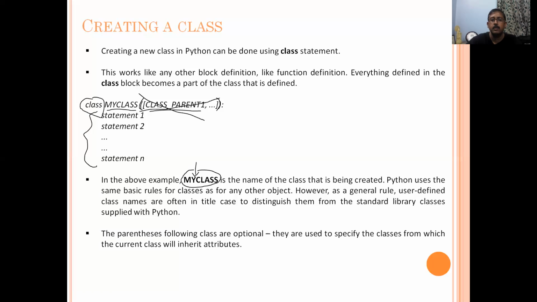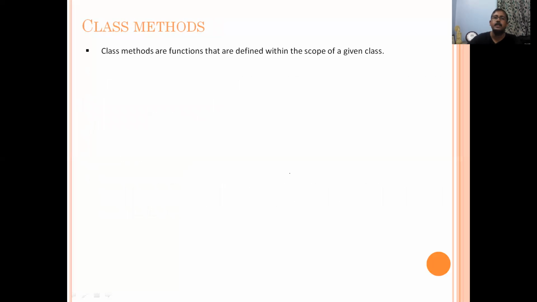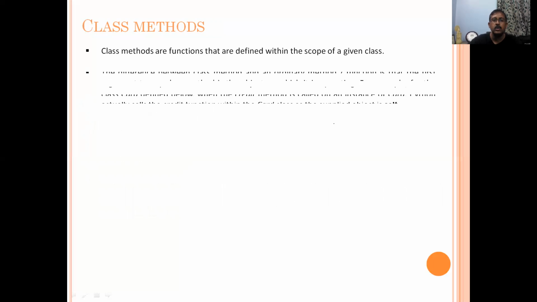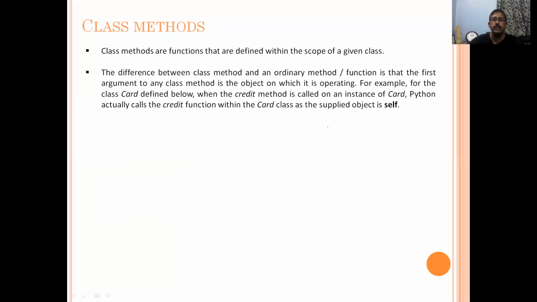Parentheses, as we just spoke, are optional. In case we don't have to inherit, we just don't need to have the parentheses. We can simply write the class name and then colon. That's it, right? Class methods. Class methods are functions that are defined within the scope of a class, right?